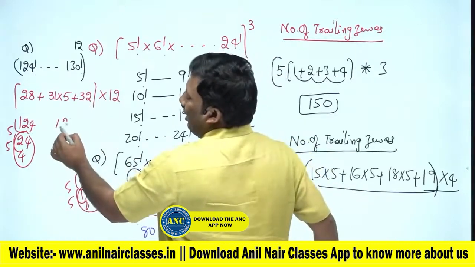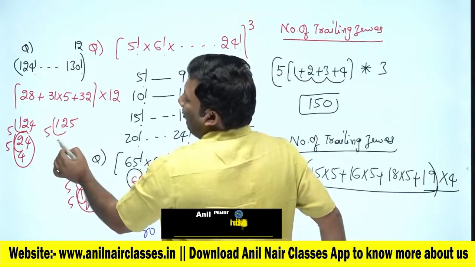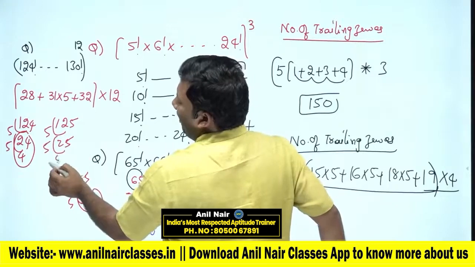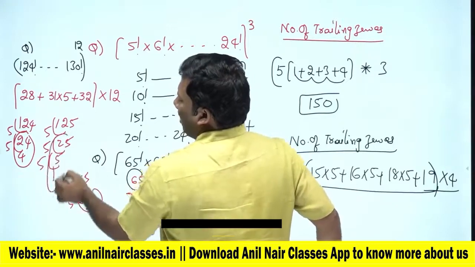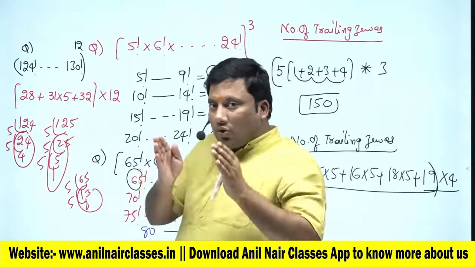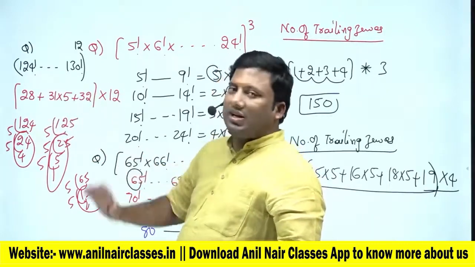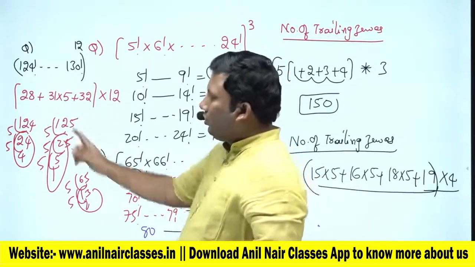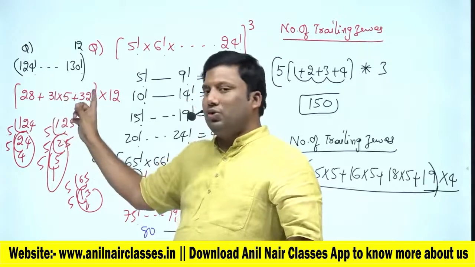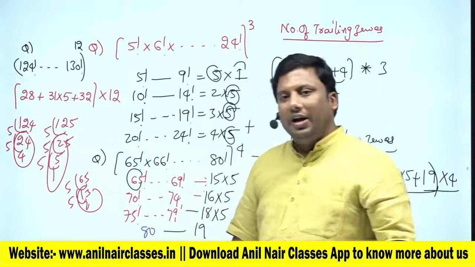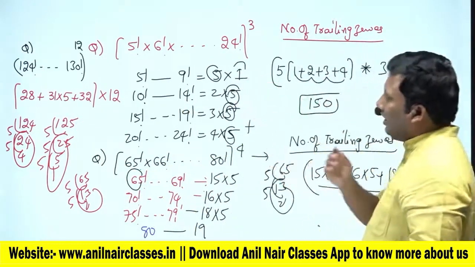125 factorial. 125 will be 5 25s are, 5 5s are, 5 1s are. It is 31. 125 to 129, it is 31. Plus 130, it is 32. So 28 plus 31 into 5 plus 32. Idea clear? Very, very easy question, sir.